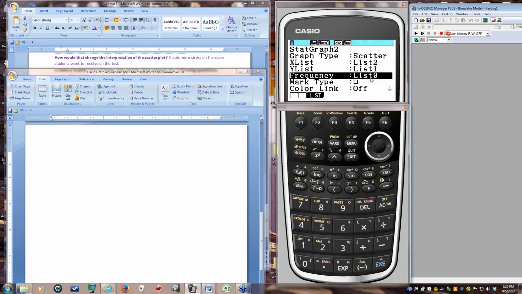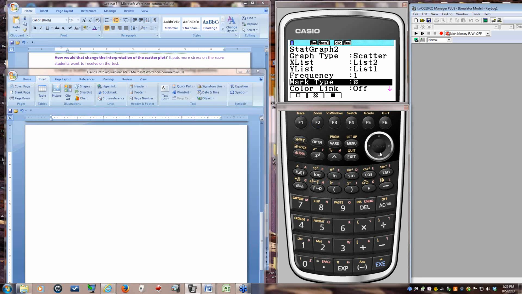Frequency list, there isn't a frequency list at all, so I need to change that to 1. And mark type, you've got 3 marks. I personally like this one. Some of you might like the X. I'm not sure, I don't necessarily like the filled in one much.